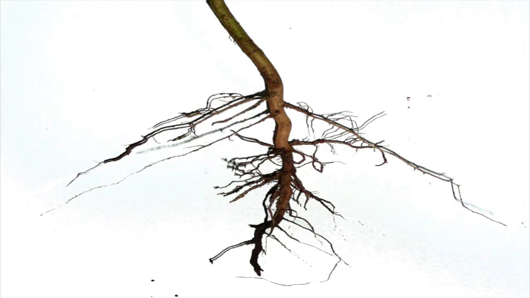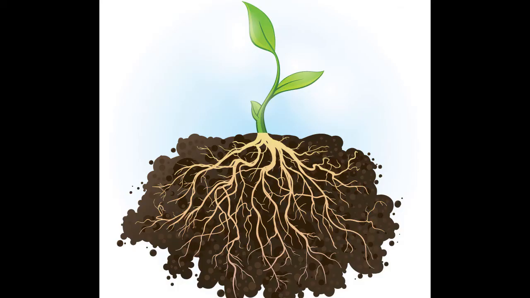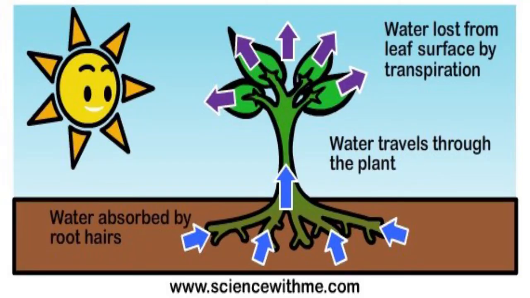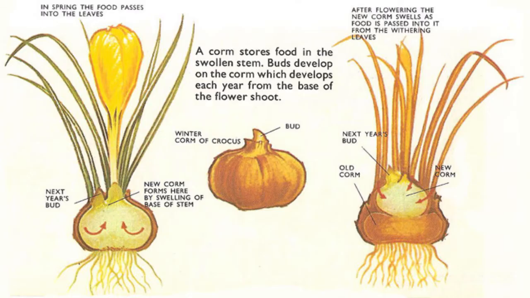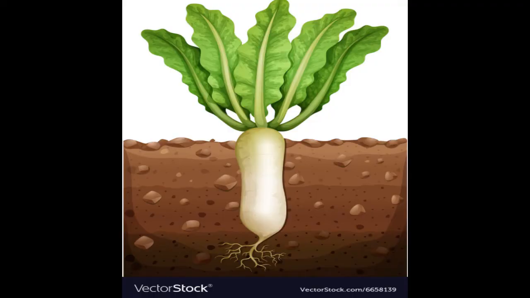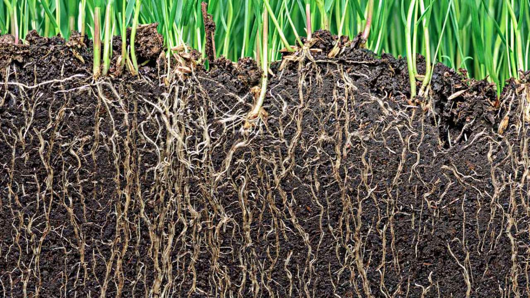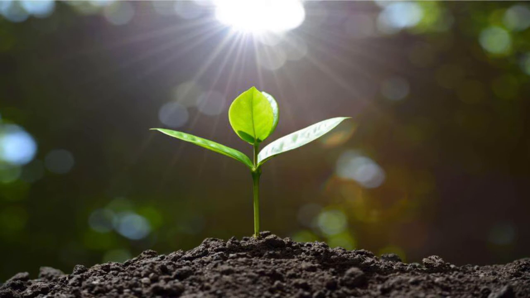Thread-like structures growing under the ground are roots. They hold the plant firmly in the soil. They absorb water and minerals from the soil and send them to all parts of the plant. They store food for the plant, such as carrot, radish, etc. Roots bind the soil together with the plant, keeping it in one place. They grow in the direction where they find the right amount of air, water, and nutrients.